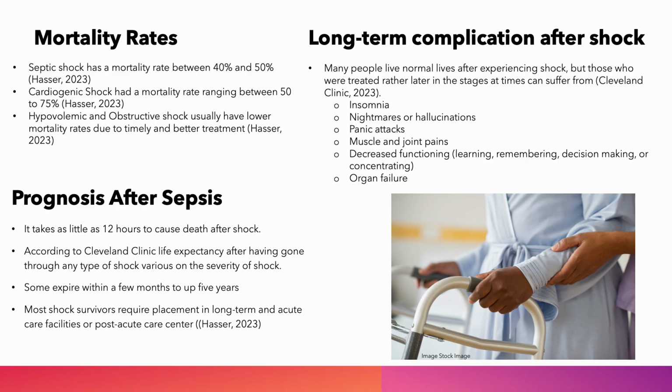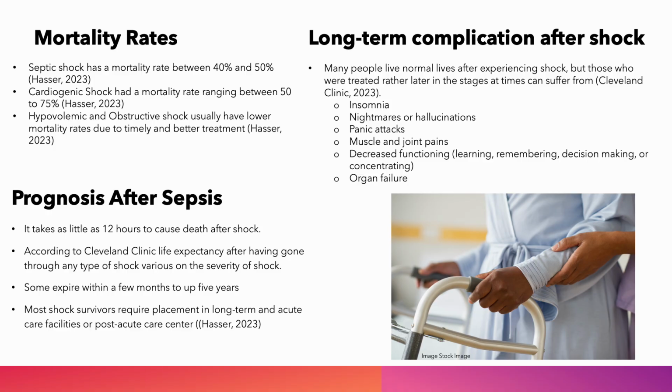And then for prognosis after sepsis, it takes as little as 12 hours to cause death after shock. According to Cleveland Clinic, life expectancy after having gone through any type of shock varies on the severity of shock and what type of shock as well. Some people expire within a few months and up to 5 years. Most shock survivors require placement in long-term and acute care facilities or even post-acute care centers.